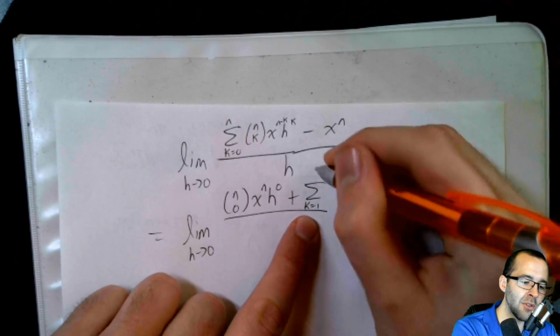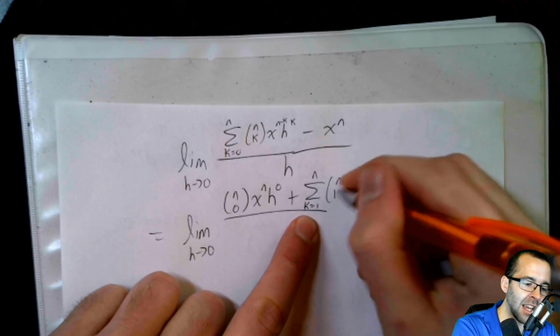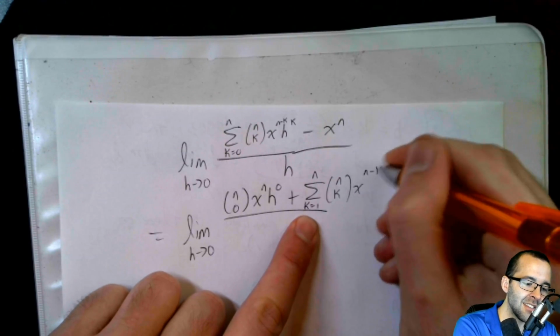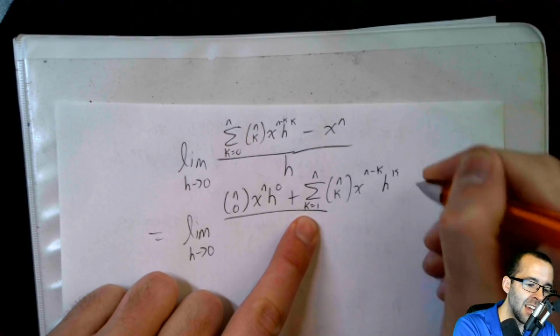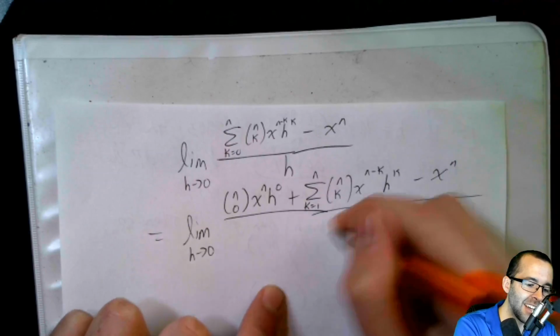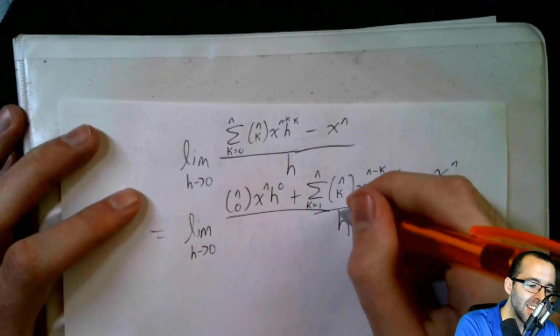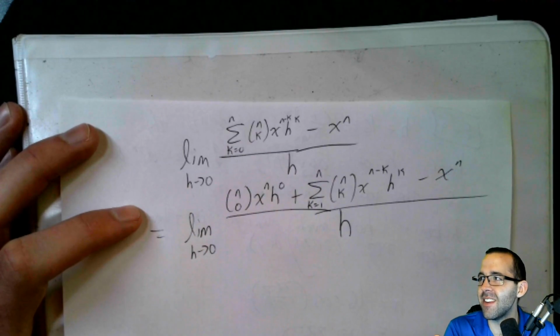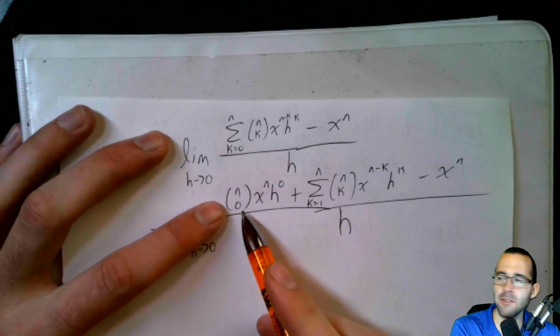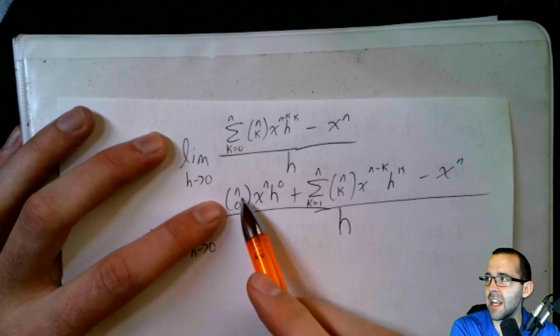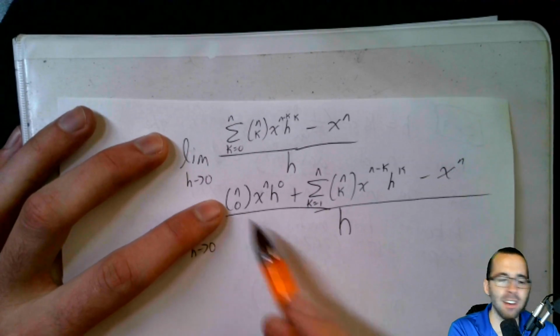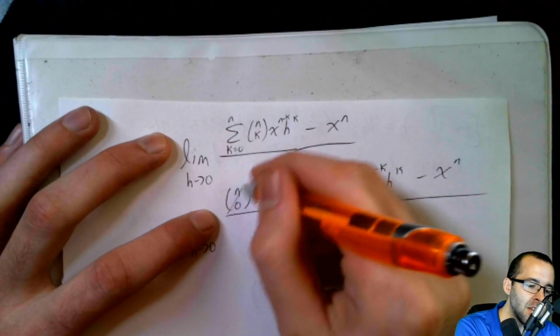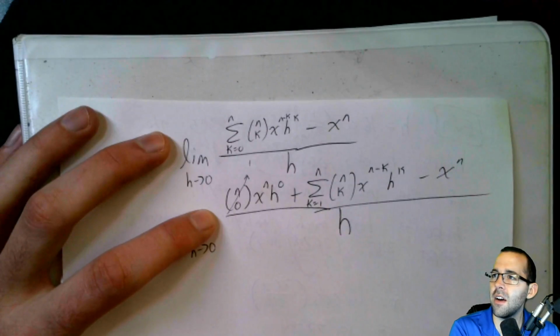So now we're only left with 1 to n of the same thing, n choose k, x to the n minus k times h to the k. And we still have the minus x to the n over here. We're getting a little long over here. It's fine. Because now something huge happens. So if you don't remember your combination formula, that's fine. But n choose 0, it doesn't matter what n is. n choose 0 is just 1.